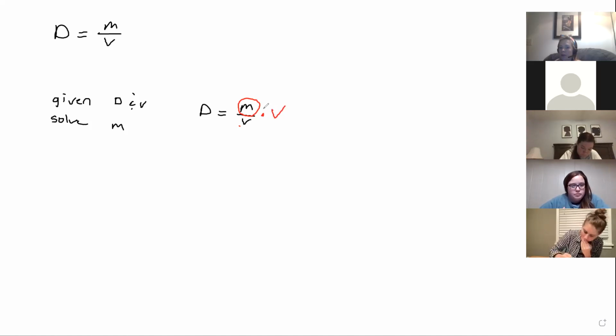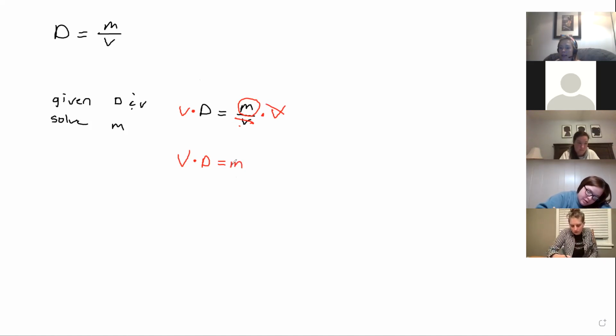That means that there'll be a volume on the top and a volume on the bottom. Now, whatever I do on one side, I have to do on the other. That's how we move it to the other side. So I multiply this by volume, right? There, our volume disappears on the right side and it's on the left side. Now our new equation tells us, hey, volume times density equals mass. We've now isolated for mass. I think the most difficult is solving for volume underneath the fraction bar.